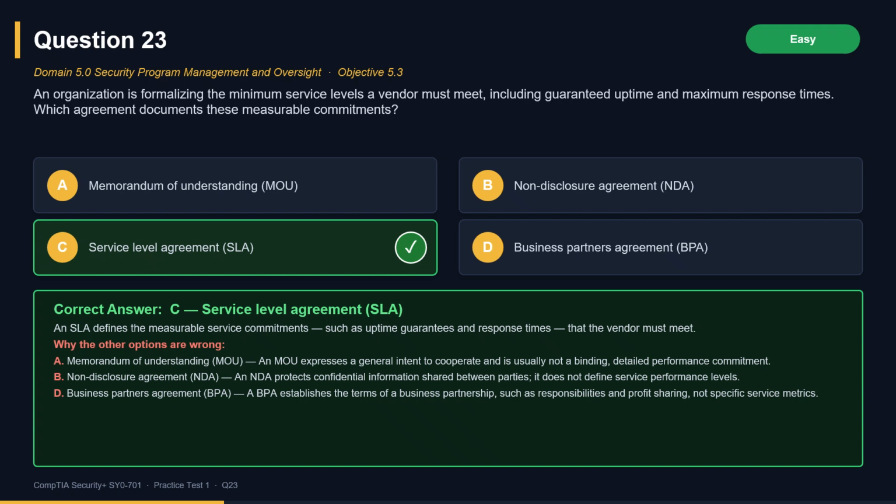Non-disclosure agreement, NDA, is incorrect. An NDA protects confidential information shared between parties. It does not define service performance levels. Business Partners Agreement, BPA, is incorrect. A BPA establishes the terms of a business partnership, such as responsibilities and profit sharing, not specific service metrics.